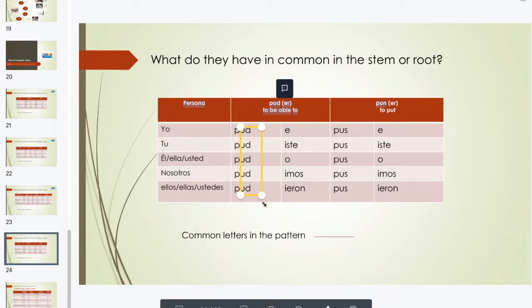What do they have in common? The U only in here. And in poder, it keeps the D, right? But in poner, it just changes to the S, puse. So this is like I put, you put, she put, we put, they put. And then poder is yo pude, tú pudiste, él pudo, nosotros pudimos, y ellos pudieron.